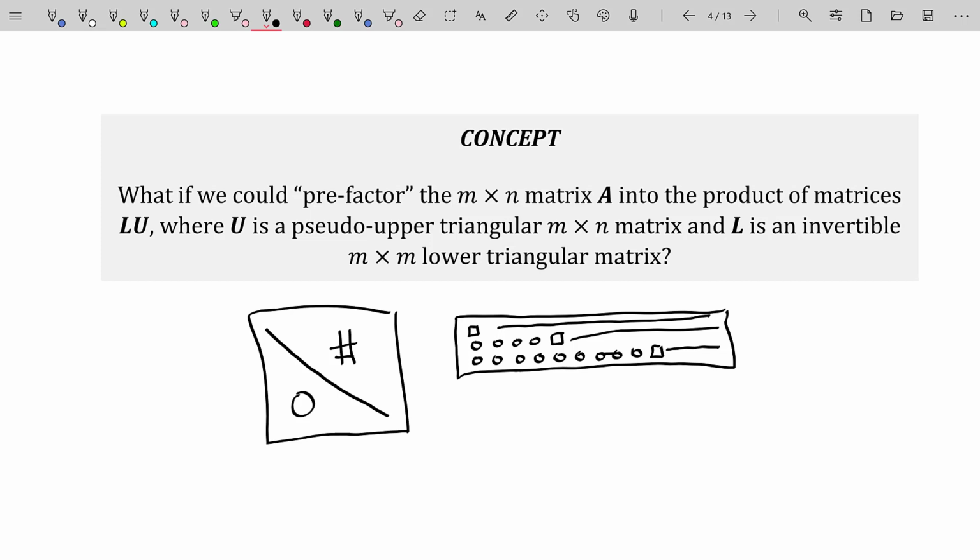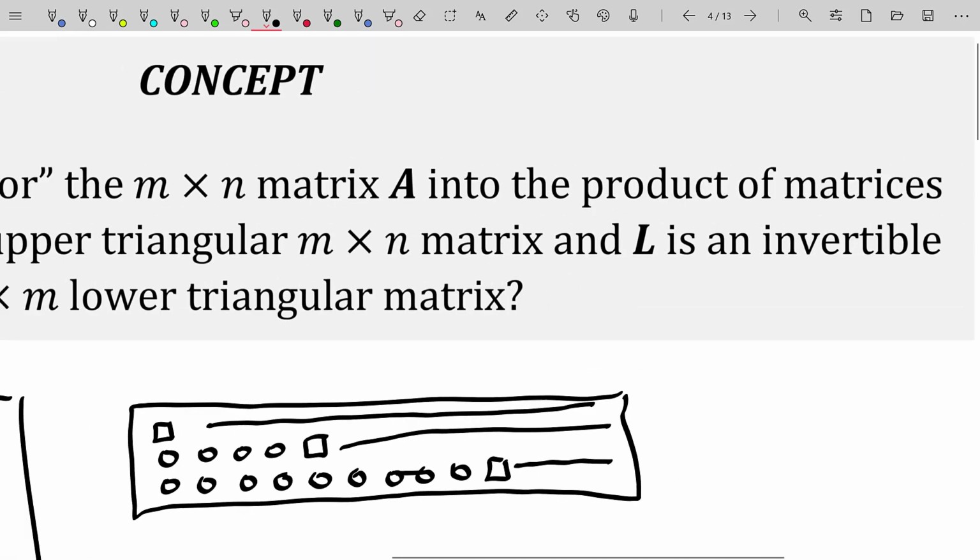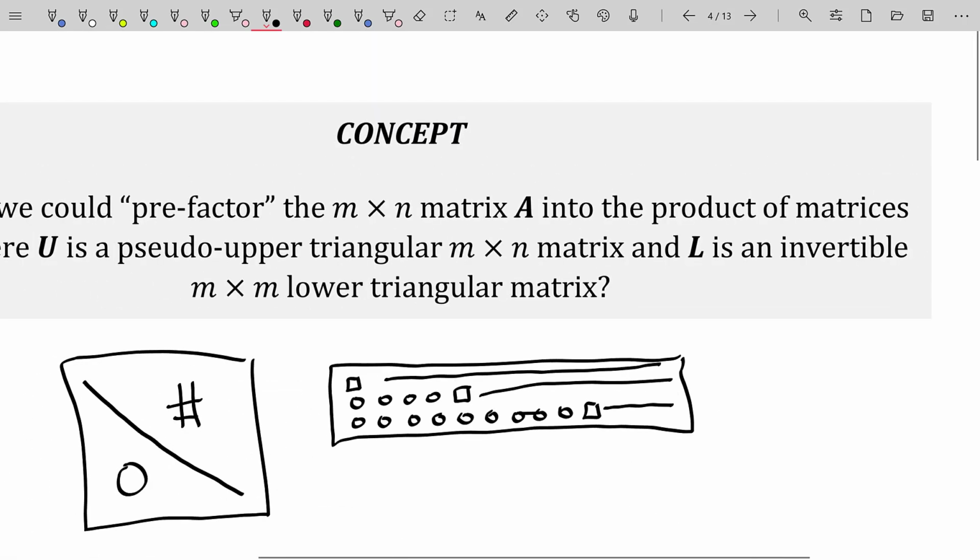Because everything to the left and below any pivot is 0. And that is another definition for a triangular matrix or an upper triangular matrix. So we can consider that an upper triangular matrix, although I generally like to just call that a pseudo upper triangular matrix. And then L is an invertible M by M or square lower triangular matrix.